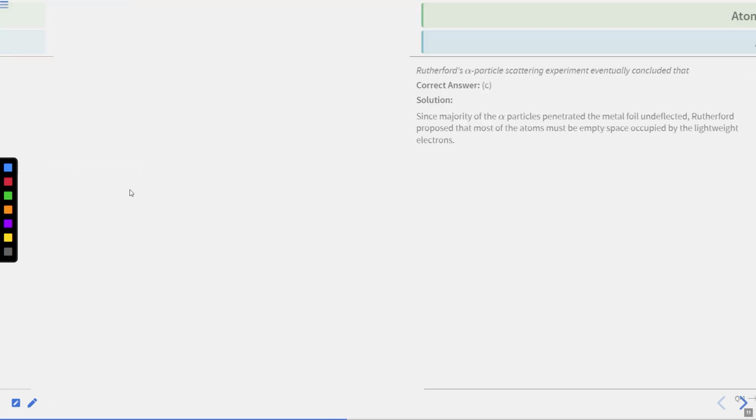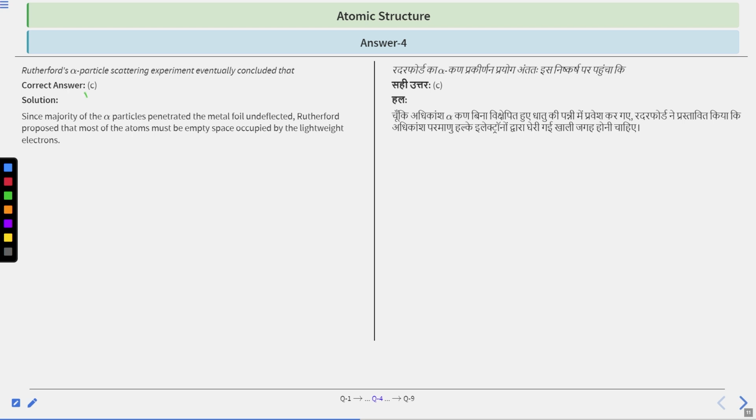Okay, so let's see what will be the answer. The correct answer is option C. Since the majority of alpha particles penetrated the metal foil undeflected, Rutherford proposed that most of the atom must be empty space occupied by lightweight electrons. Right? So this is the conclusion of Rutherford's alpha particle scattering experiment, and thus option C is the correct statement. Okay, moving on to the next question.